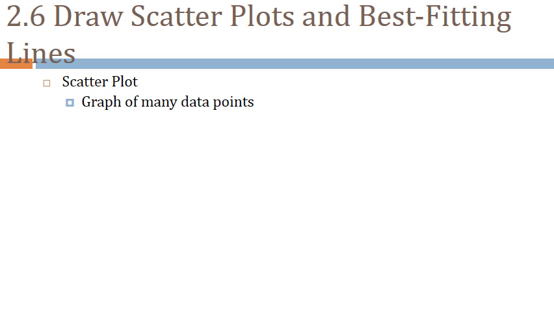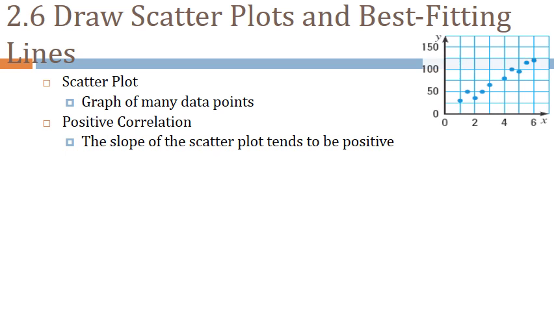Lesson 2.6. Draw scatter plots and best fitting lines. A scatter plot is a graph of many data points and often looks like they're scattered all over the graph, hence the name scatter plot. Sometimes the points make patterns, and if they appear to make a line, we'd say there's a correlation.